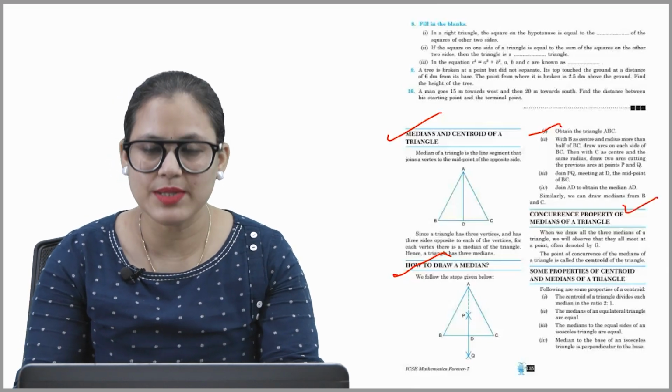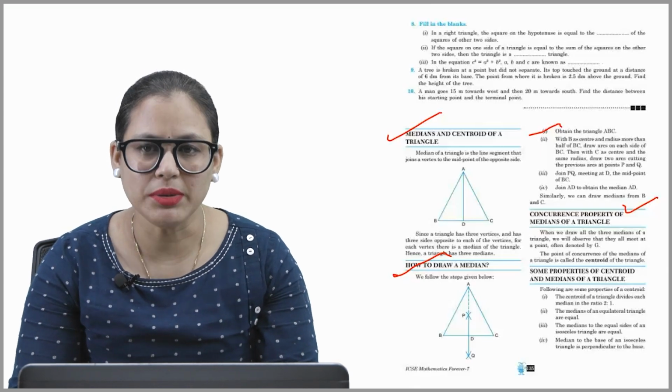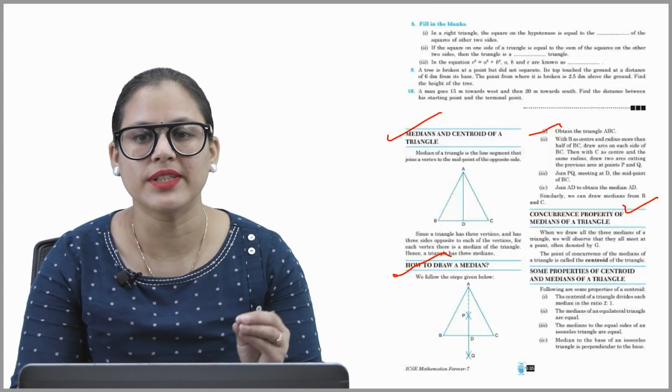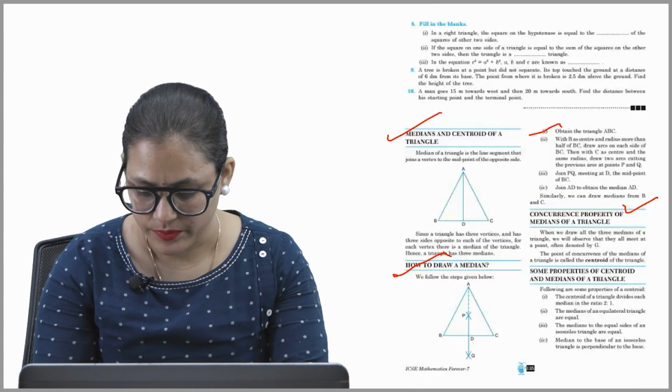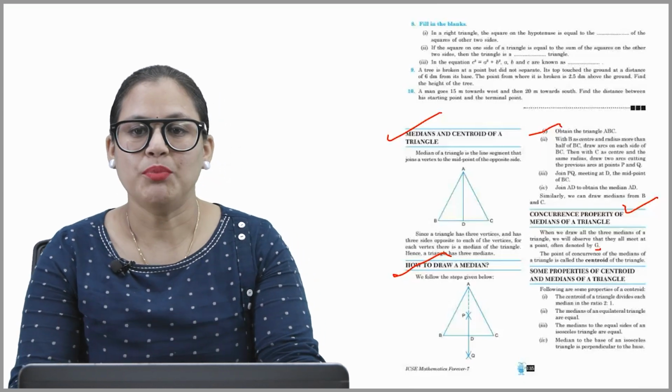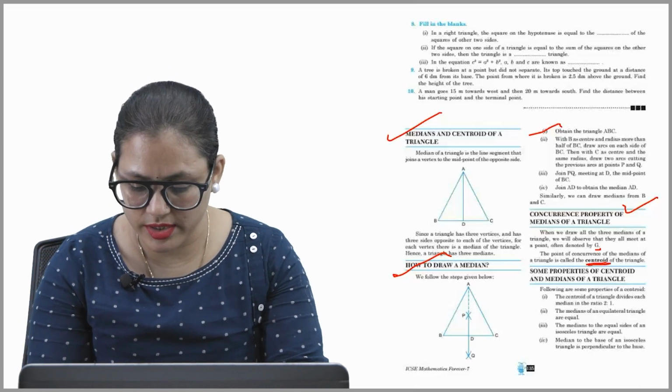Next, the concurrence property of medians of a triangle. When we draw all 3 medians of a triangle, we observe that they all meet at a point, often denoted by capital G. The point of concurrence of the medians of a triangle is called the centroid of the triangle.